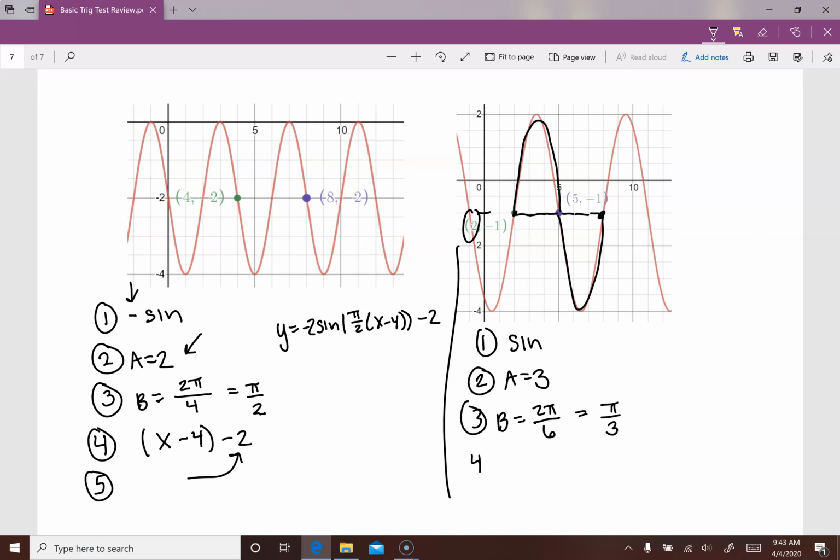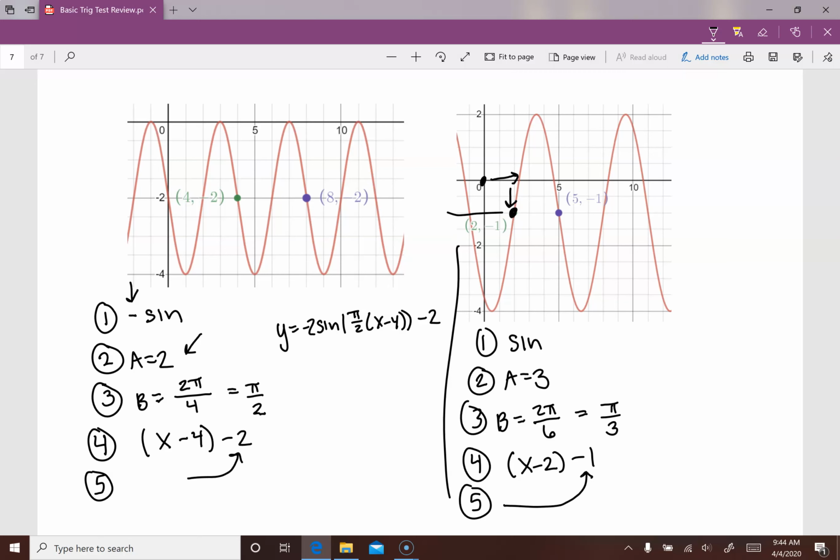All right, step 4 here is to find the transformation of our first point. So our first point, we're going to look at the green one right here. It was at 0, and now it's been moved right 2 and down 1. So right 2, down 1. Remember, this is all the opposite of what you think it should be. Okay, step 5 is to verify that our midline is correct. So is this -1 correct? Is that our midline? Yes, it is. So we're good to go there.